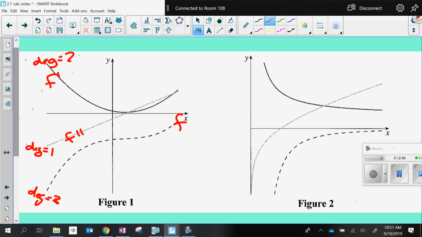Okay, so now let's check it out. Starting with F. Okay, what's happening with F? It's increasing all the way. Okay, F is increasing.